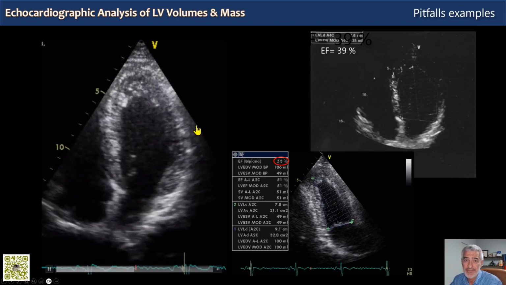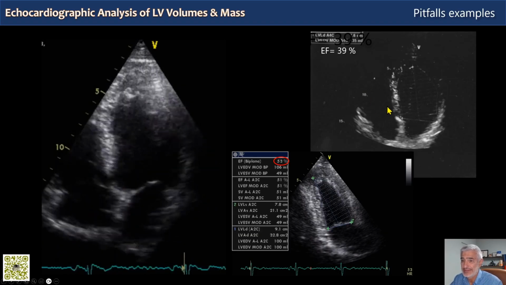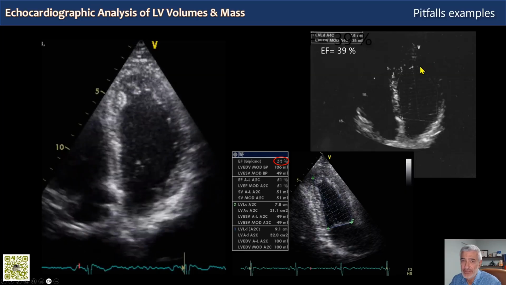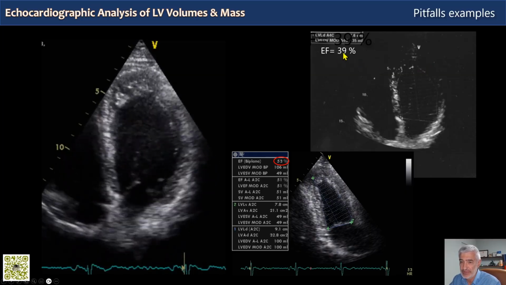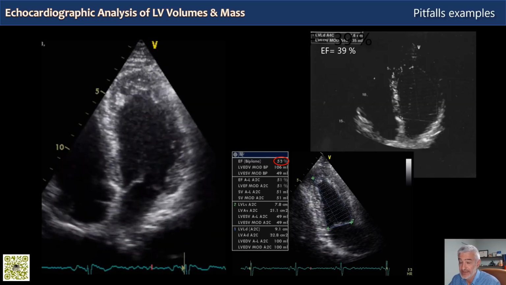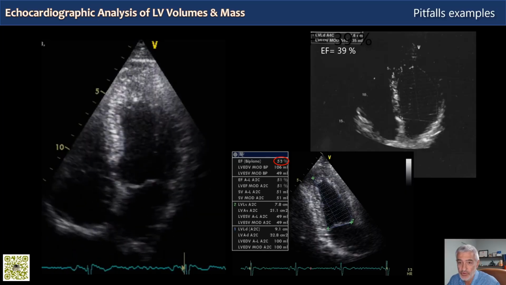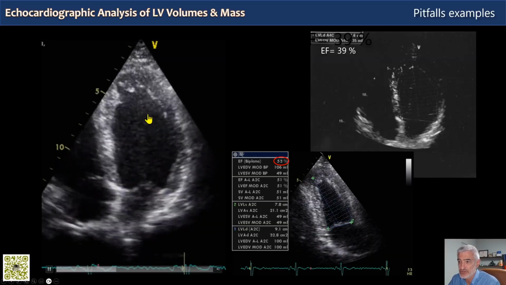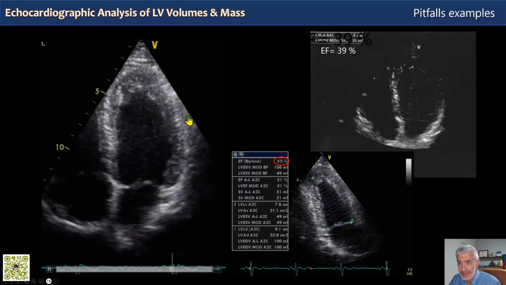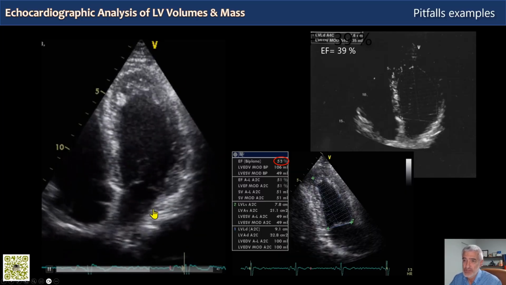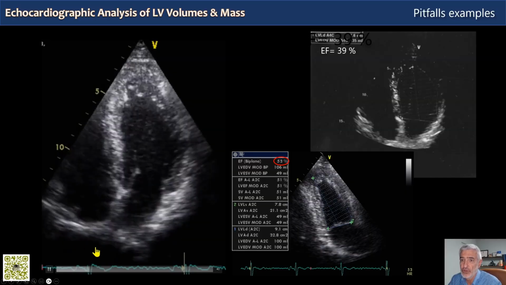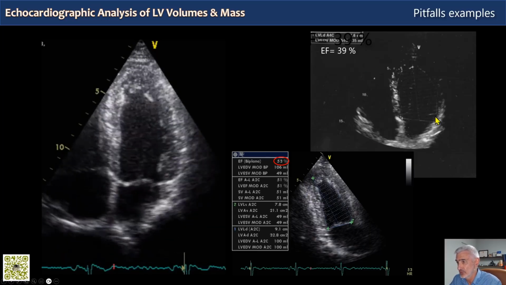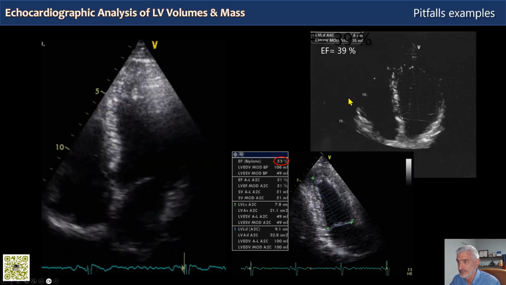And another real-life example, in the upper right image, an incorrect view with marked foreshortening of the apex, which produced a marked reduction of ejection fraction. As a consequence, the patient was admitted to perform coronary angiography because he had some kind of chest pain. The real ejection fraction, as you can see, was 53%, and the correct geometry is shown here on the left. You can see the difference, the oval total cardiac area and the circular total cardiac area here.